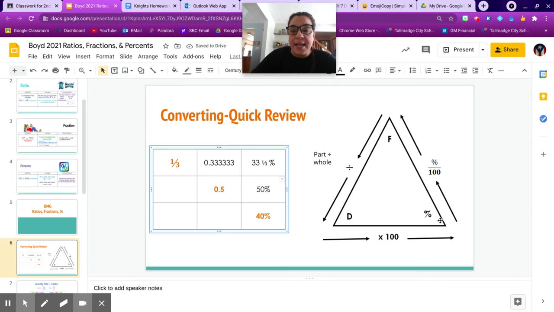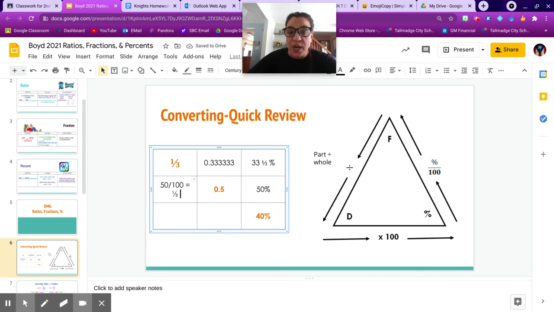So now I'm here at my percent, and I want to turn it into a fraction. To turn it into a fraction, I'm going to put the percent over 100. So I'm going to put 50 over 100. And then I can simplify 50 over 100 to 1/2. All right, so 50% is 1/2 as a fraction.